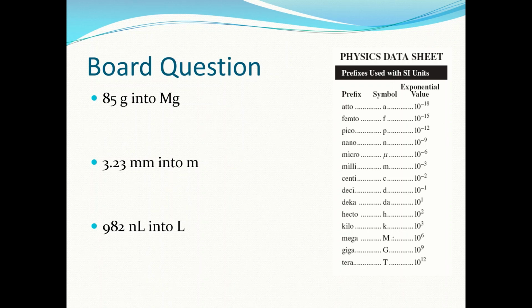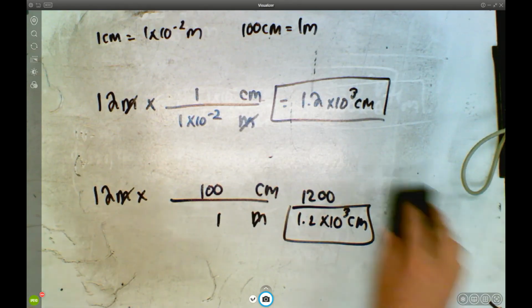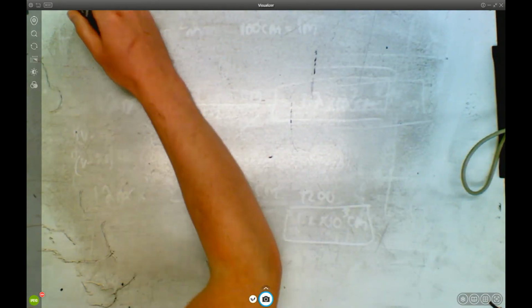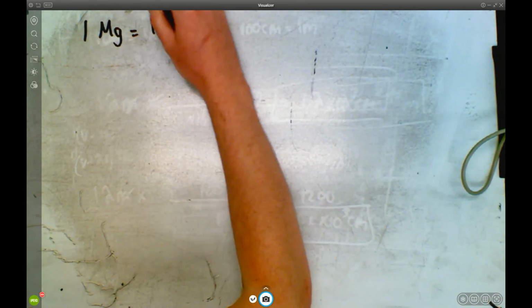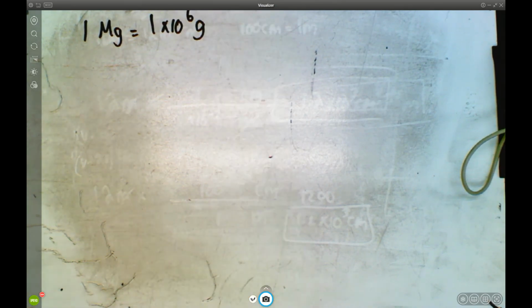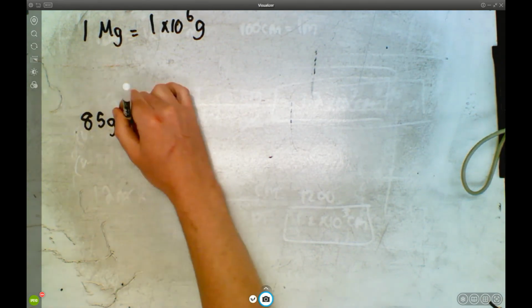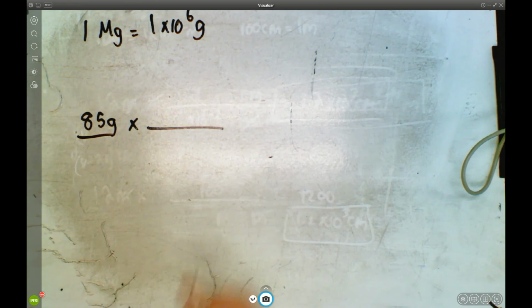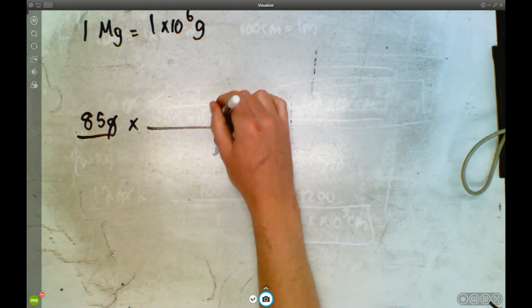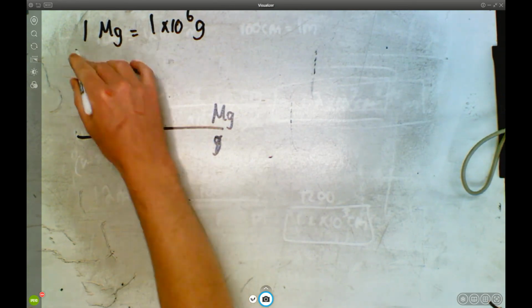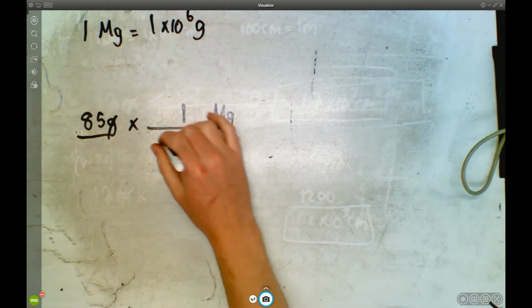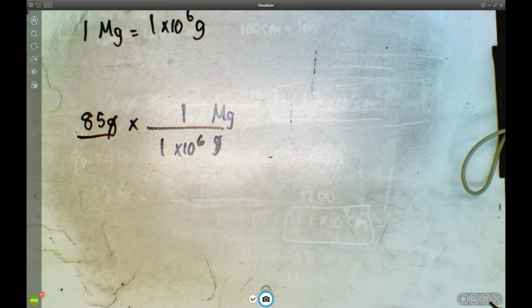First step, megagrams. So 1 megagram is equal to 1 times 10 to the 6 grams. First thing I'm going to write out. So 1 megagram equals 1 times 10 to the 6 grams. Okay. And in the question, we were given 85 grams, times sign, line. I want grams to cancel out, so I'll put grams on the bottom, megagrams on top. There's a 1 beside the megagram. There's a 1 times 10 to the 6 beside the grams.